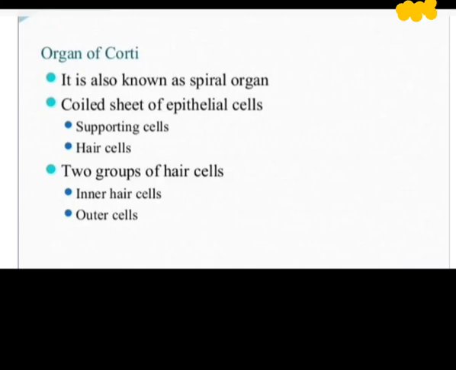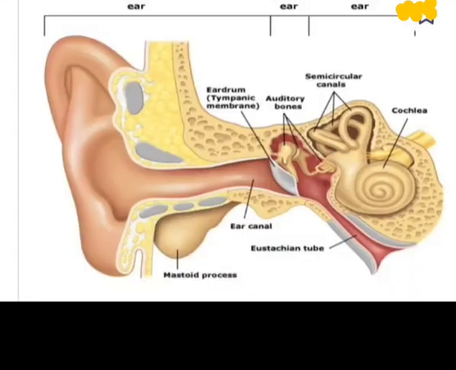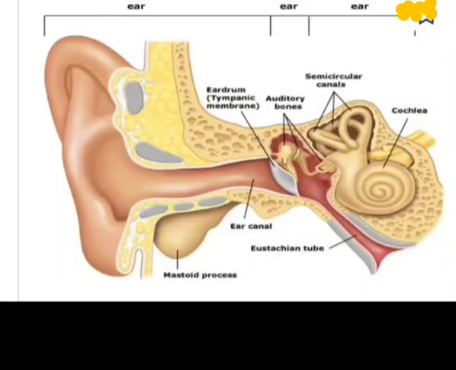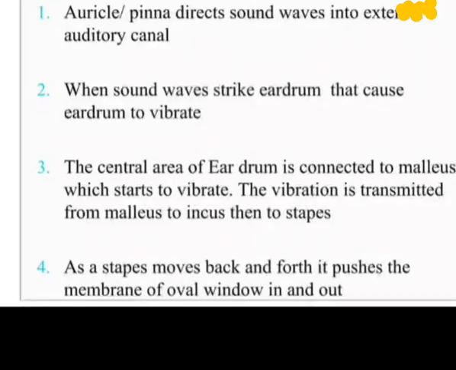You can see here in this diagram the outer ear, middle ear and inner ear. This is the structure of the outer ear, and the middle ear consists of the antrum. The inner ear consists of the semicircular canals. Clear? You can see here the eustachian tube is here. Okay, so next is the physiology of hearing.